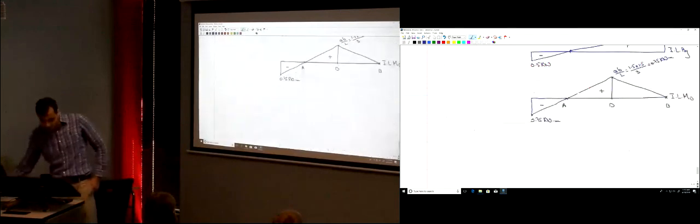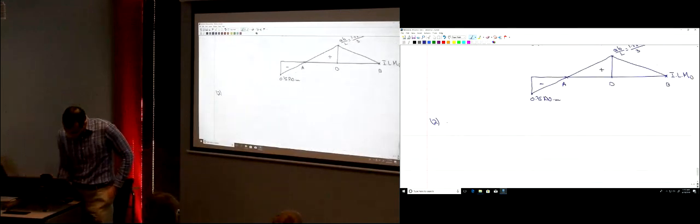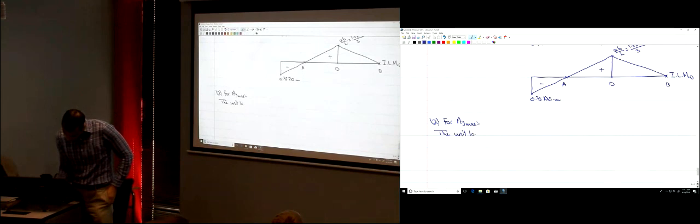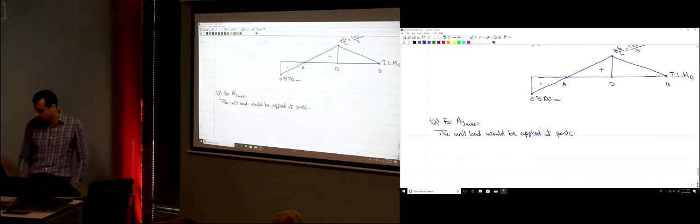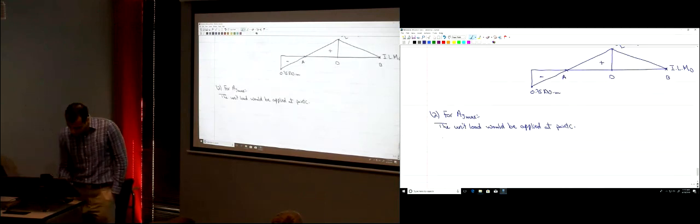So now, for AY maximum, the unit load would be applied at point C, okay? So now, how much would AY maximum be?